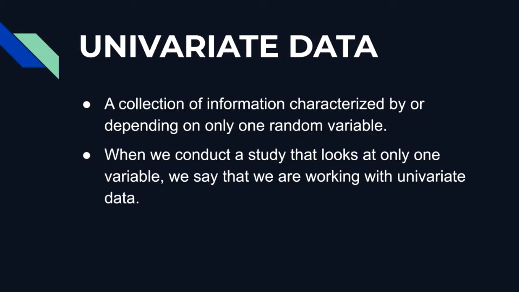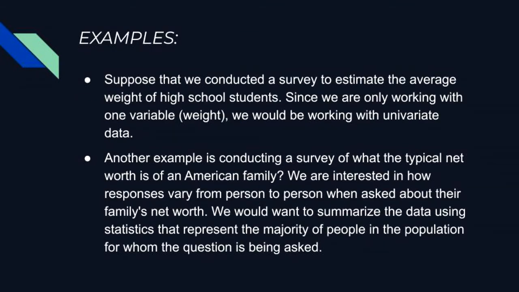And now we are finally moving on to discuss univariate data. So univariate data is a collection of information characterized by or depending on only one random variable. When we conduct a study that looks at only one variable, we say that we are working with univariate data. For example, suppose that we conducted a survey to estimate the average weight of high school students. Since we are only working with one variable, weight, we would be working with univariate data.